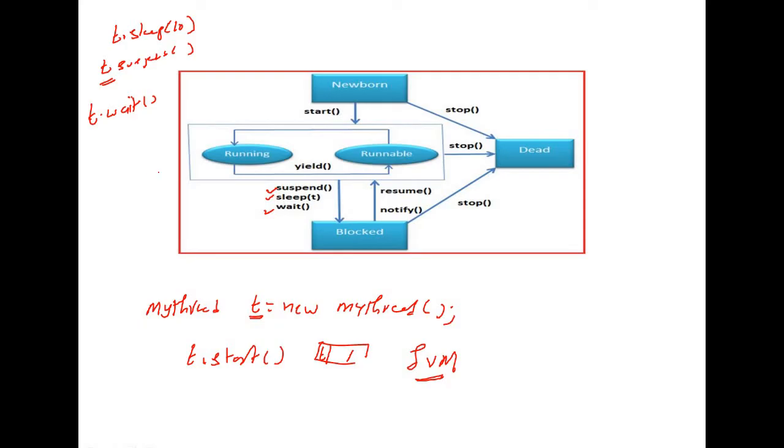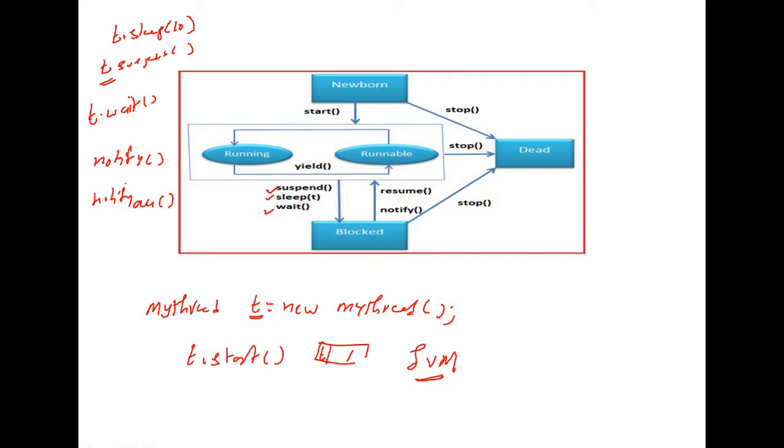Here we have notify as well as notifyAll. There are two methods, notify and notifyAll. The main difference between notify and notifyAll is that whenever we apply notify, only one waiting thread is invoked. But whenever we apply notifyAll, it will invoke all the waiting threads. Then they will enter the runnable state.